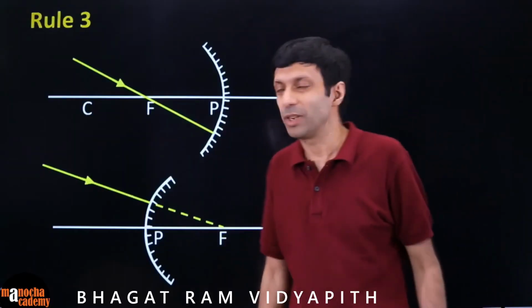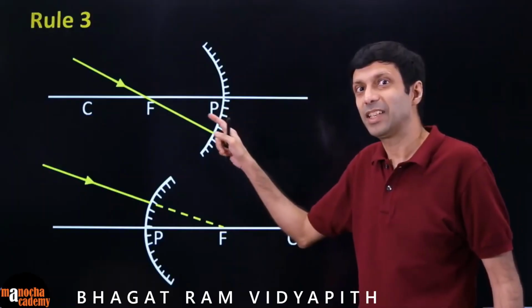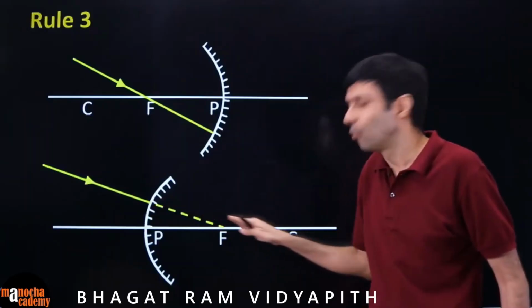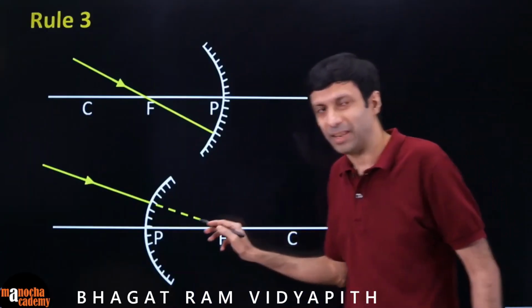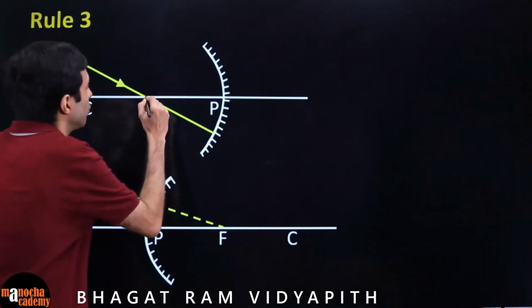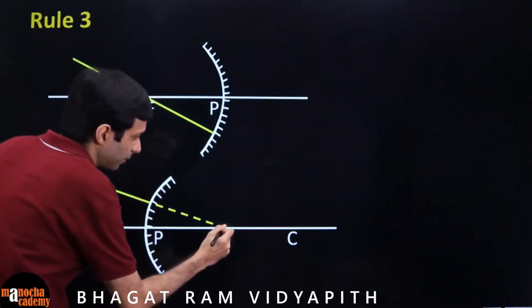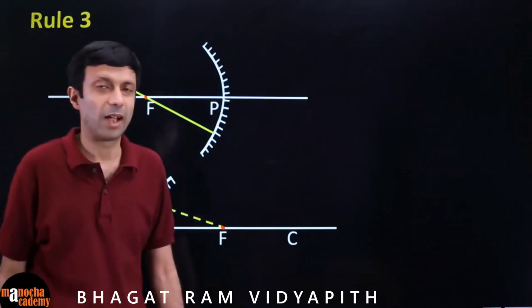Rule number 3, what is the third rule? Third rule is when a ray of light is passing through the focus for a concave mirror, or appearing to go towards the focus, because again it can't go straight through. Mirror is opaque, it is not transparent. So let's say here the ray of light is passing through the focus of the concave mirror, or going towards the focus here. So now what's going to happen?